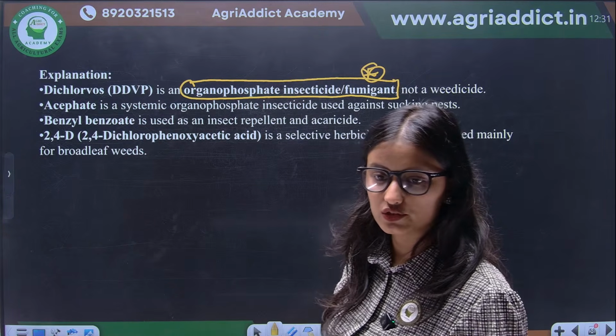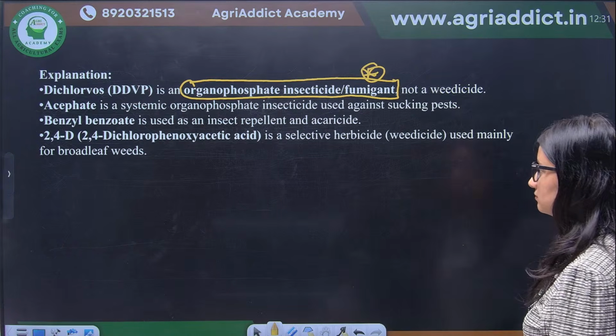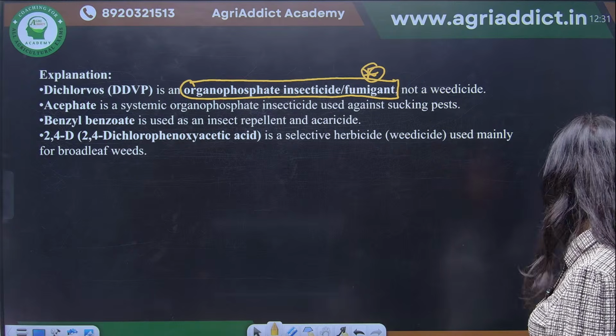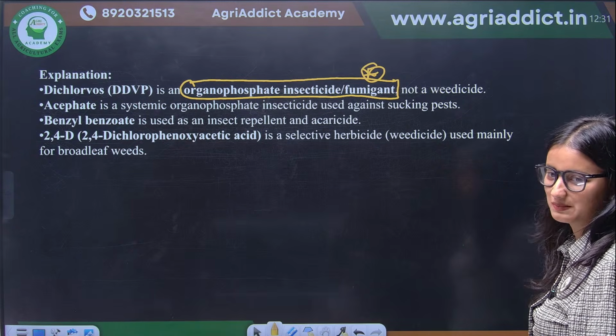2,4-D formulation bolo ma'am. Yes, 2,4-D formulations.